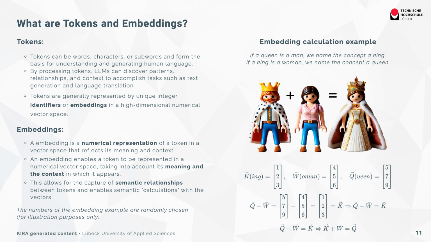An example of embeddings are the word representations of the words king, woman, and queen. These can be expressed as vectors, as shown on the right side, and they can be used for calculations. This example shows that with embeddings, one is able to capture semantic relationships between concepts like king, queen, and woman, and thus calculate with them. For example, queen can be expressed as the addition of the embedding vectors of king and woman.